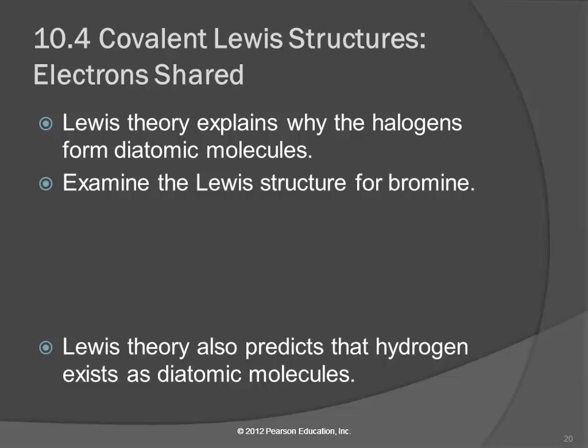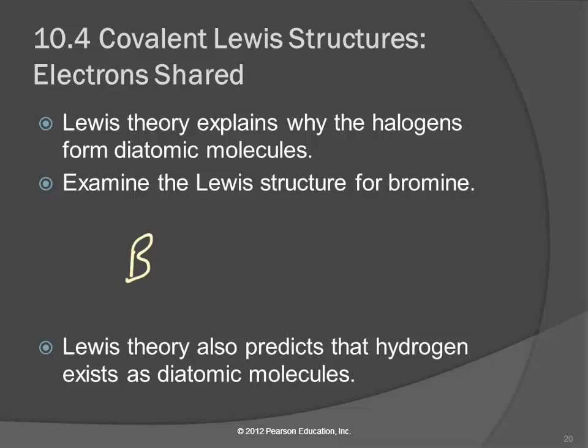So do you remember we talked about the seven diatomic elements? Horses need oats for clear brown eyes, those guys. So fluorine, chlorine, bromine, iodine, as elements, they all form diatomic elements. Lewis theory helps us to understand why. Let's look at bromine.